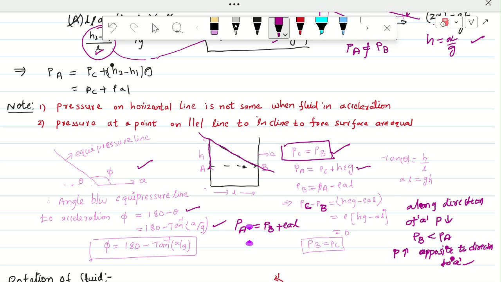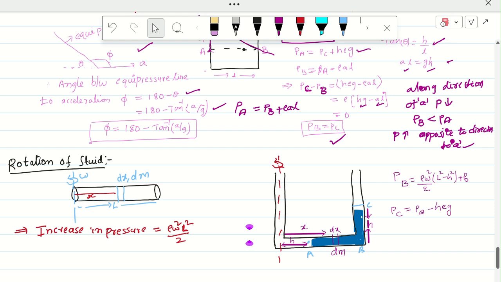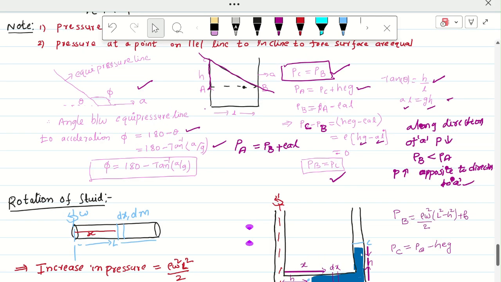Before, I said tan theta equals h by L, which equals a by g. So aL is equal to gh from here. So this value will become 0. hg and aL are both equal for the accelerating fluid. So PB is equal to PC. That means the pressure at B is equal to the pressure at C. So this inclined line to the free surface is called the equipressure line. All lines parallel to the free surface are equipressure lines. The pressure is the same.